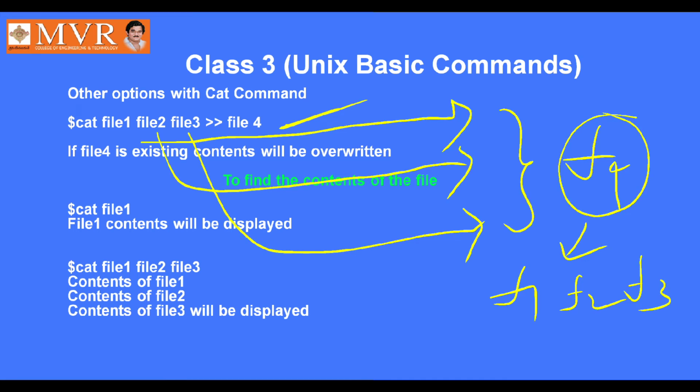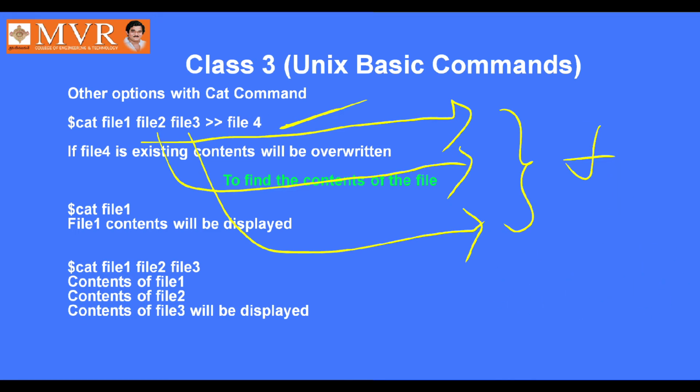When there are two or three files, and you want the total information of all the files in a single file, you can use this type of option with the cat command. You can combine file1, file2, file3 and store it as file4. File4 will contain the total information of file1 followed by file2 followed by file3. This is important. The contents of file1 will be kept first, then the file2 information, then the file3 information. Okay, so this is important.